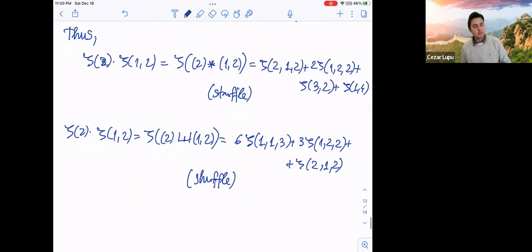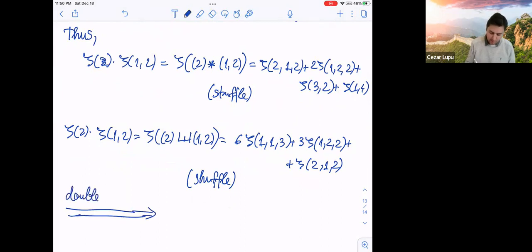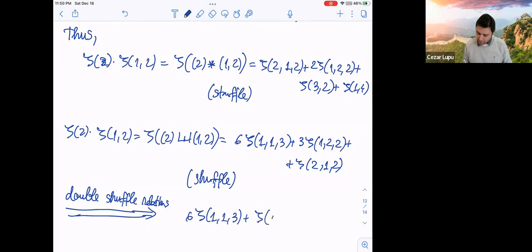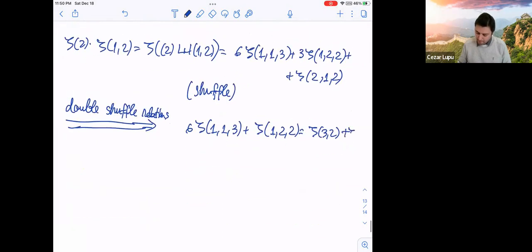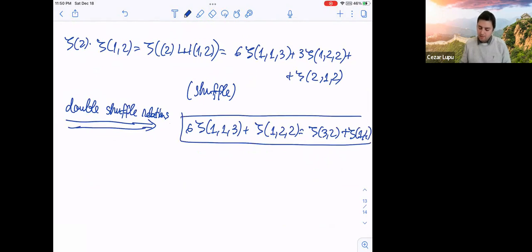Great, but if we want to do the same thing, if you want to do the double shuffle relations, we will get the following. So by the double shuffle relation, we'll get that six triple zeta of 1,1,3 plus zeta of 1,2,2 is zeta of 3,2 plus zeta of 1,4. So this is again another relation.